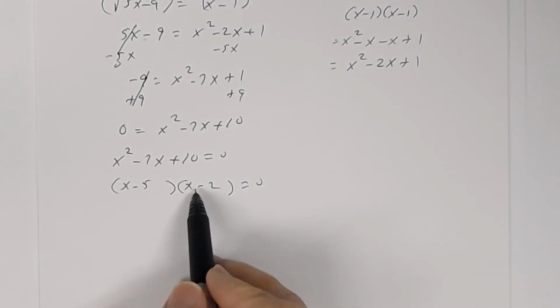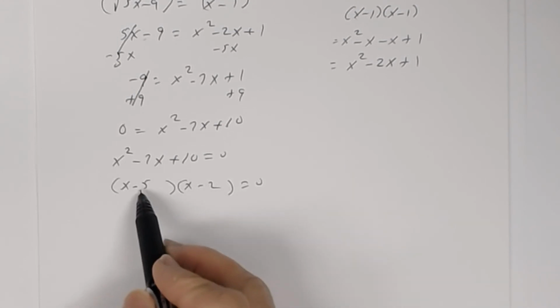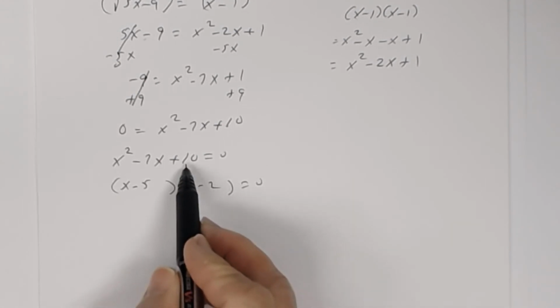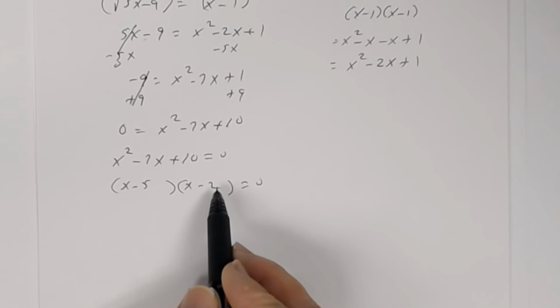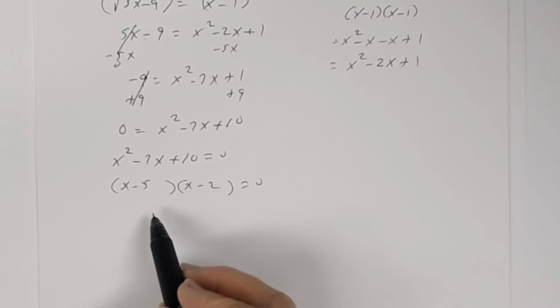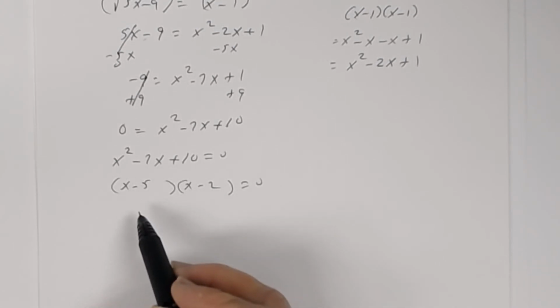And again, you can check this using FOIL. X times x is x squared. A negative 5 times a negative 2 is a positive 10. The outer is negative 2x. The inner is a negative 5x. And when you add them up, you get negative 7x.